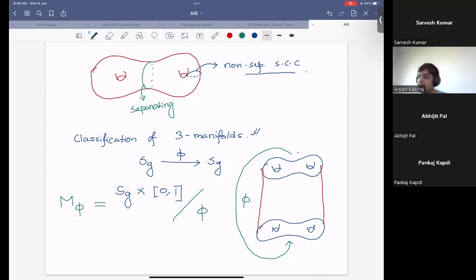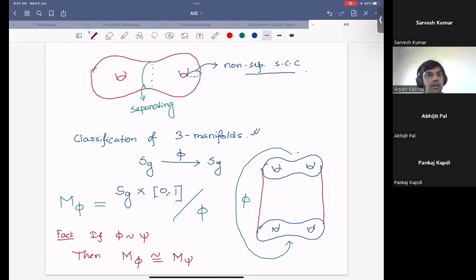Now, this is a classical result, and you can actually try to prove it. So now the fact is the following: if phi is isotopic to psi, if you have two homeomorphisms phi and psi that are isotopic, then M_phi is homeomorphic to M_psi. So if two homeomorphisms are isotopic, then the three-manifolds that you get are homeomorphic.